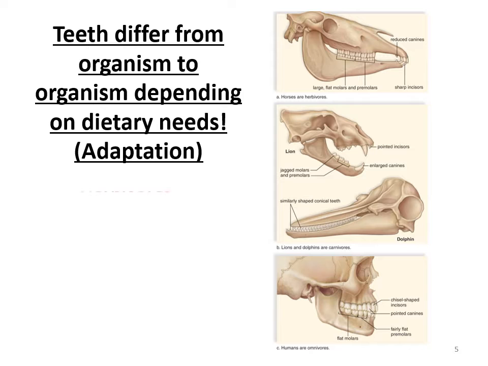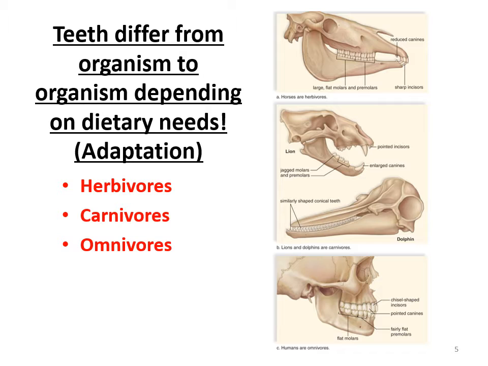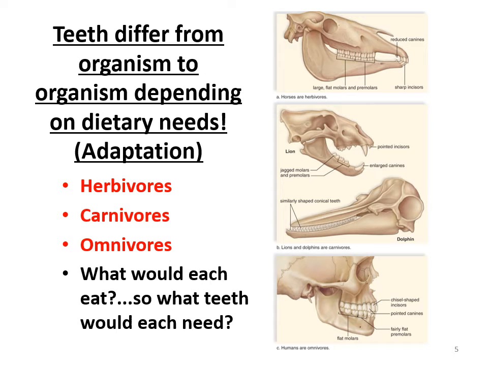Now, there are three different types of organisms I want you to know of that have different types of teeth. There are herbivores, carnivores, and omnivores. And I want you to be very comfortable with what each would eat and what kind of teeth they would end up needing in order to eat that kind of food.